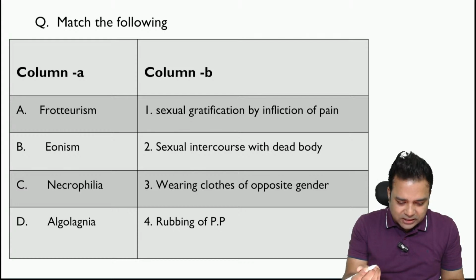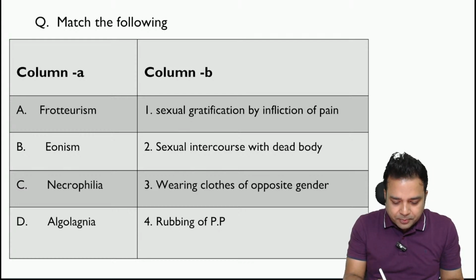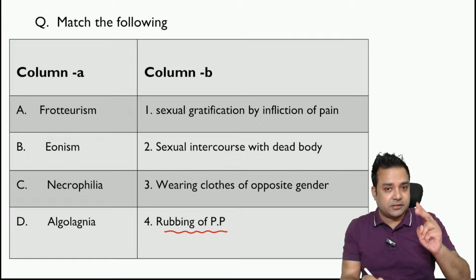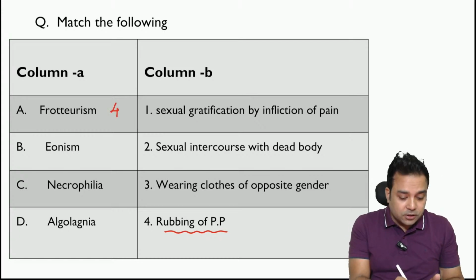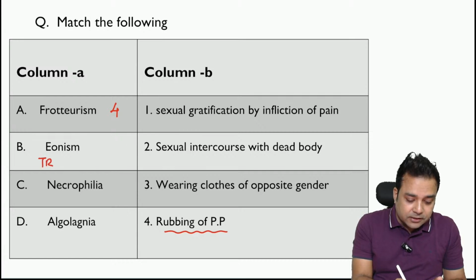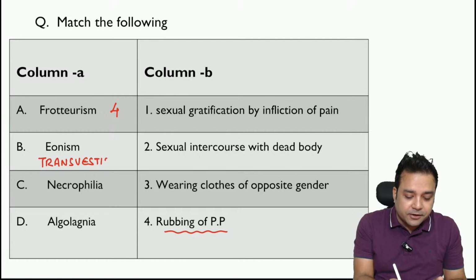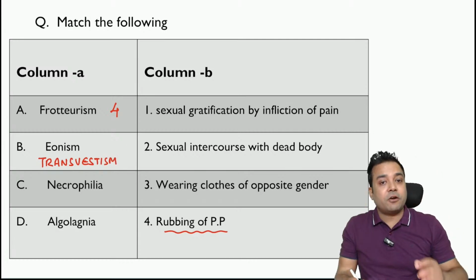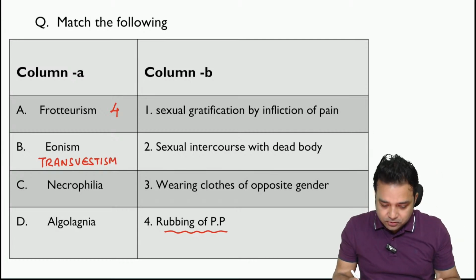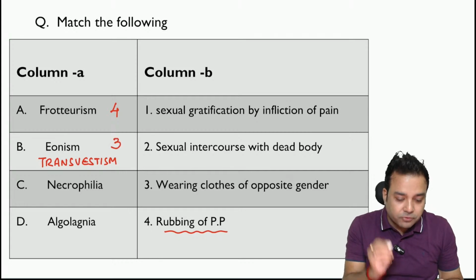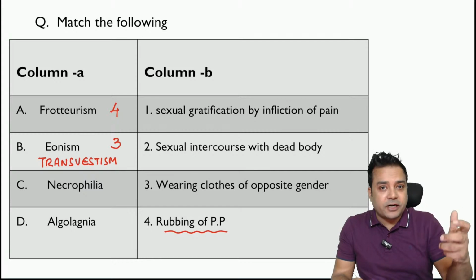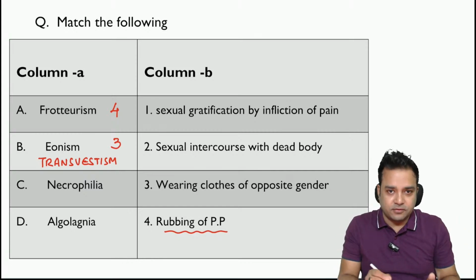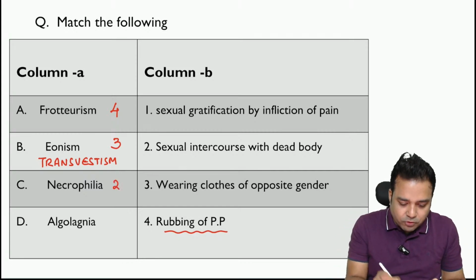You all must be knowing frotteurism is rubbing of private parts in public, PP for private parts. So I will write 4 over here. Eonism is also called transvestism or cross-dressing, means wearing clothes of the opposite gender. So option 3 will match over here. Necrophilia is having sexual intercourse with dead bodies. Eating of dead bodies is called necrophagia. So I will write 2 over here.